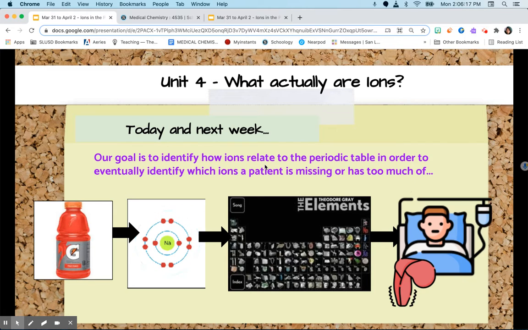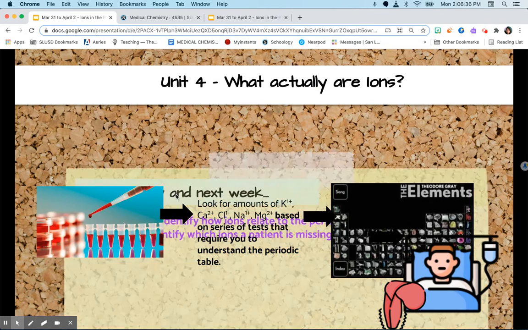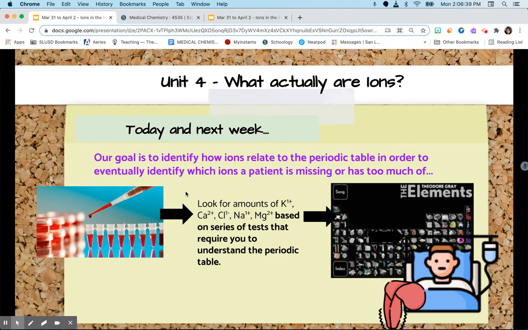So our goal is to figure out, how do ions relate to the periodic table? We know that they're foods that we consume, and we know that they are atoms. We know that atoms are ions whenever they lose or gain electrons. But if we're trying to figure out which one of these five ions my patient or I am missing or have too much of, right? Which one of these do I have too much of, or which one of these am I missing?